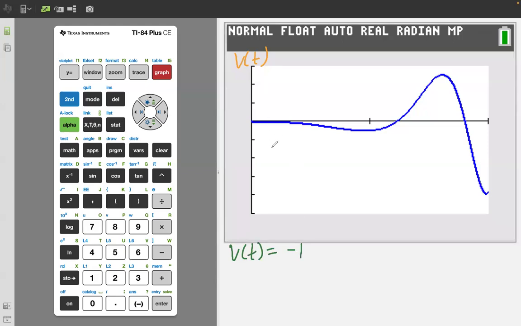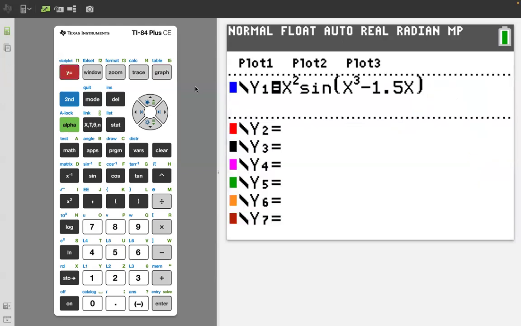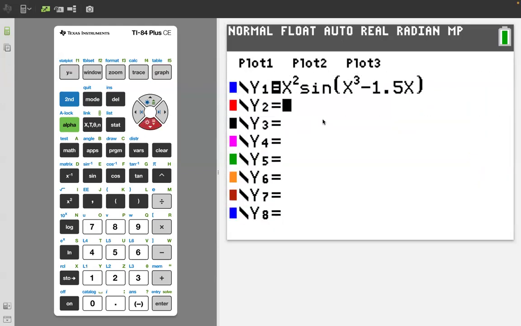Well, the velocity equals -1. If I trace the -1 line, it's somewhere in this area. But how do I find it exactly? The easiest way to do that, in my opinion, is to do the following. Go back into y equals and set y2 equal to an output of -1. So that's looking for where is the velocity -1.